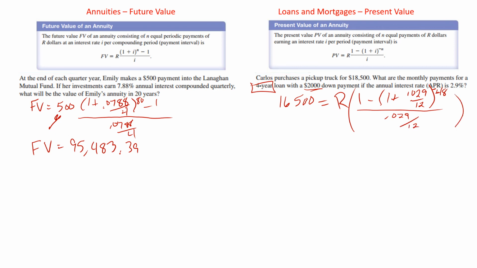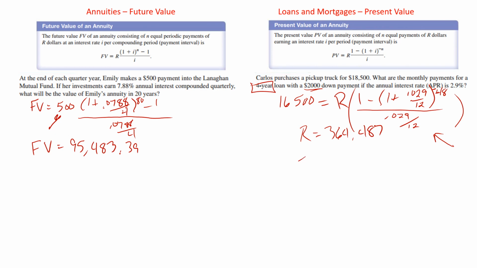Now, in this case, we're going to figure out what this big nasty number is, because it is something horrible. We go 1 plus the 0.029 over 12, and then we take that to the negative 48. We go 1 minus that number, and we divide it by that 0.029 over 12 to get something not pleasant. Then we take that 16,500 and divide by that number we found to get R equals 364.487.